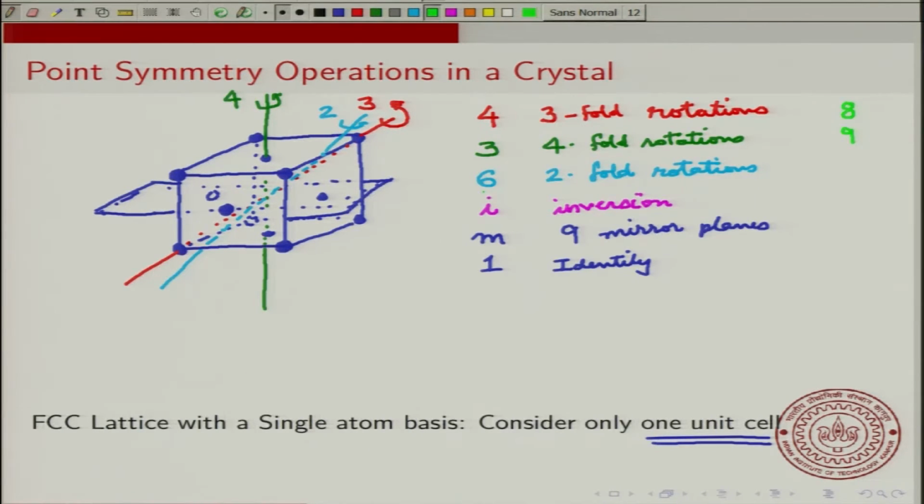Essentially the number of distinct symmetry operations are 8, 9. Here you will have 6 distinct, here you will have 9 distinct, and here you just have the original one. So this is the total order of the symmetry operations, or the number of distinct symmetry operations that you have. In addition to this, you have some more operations.